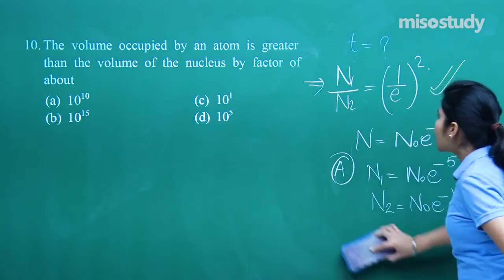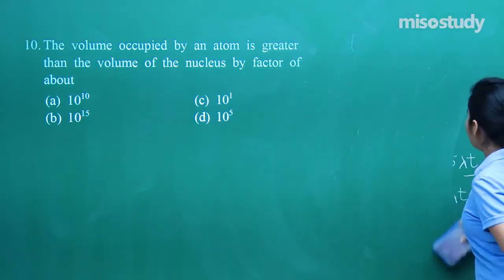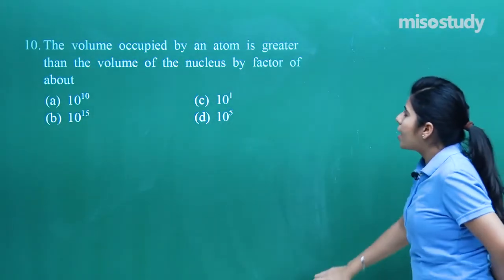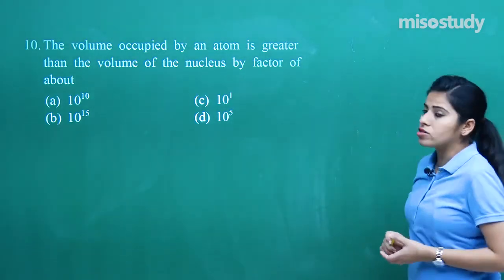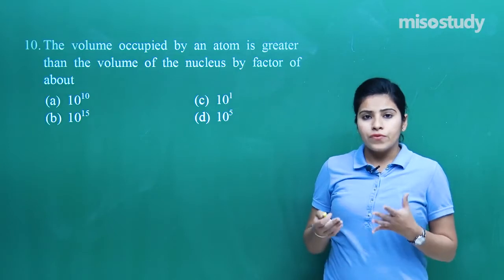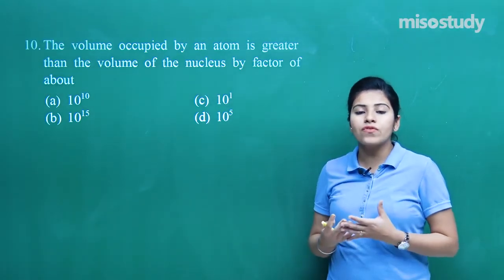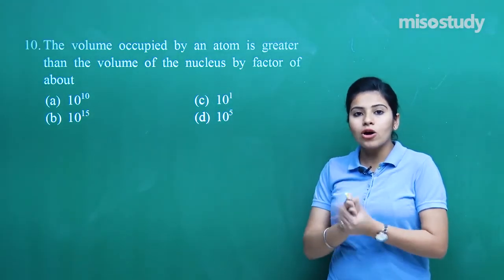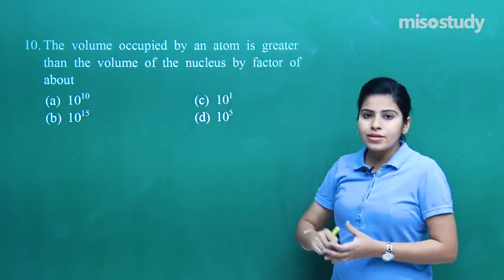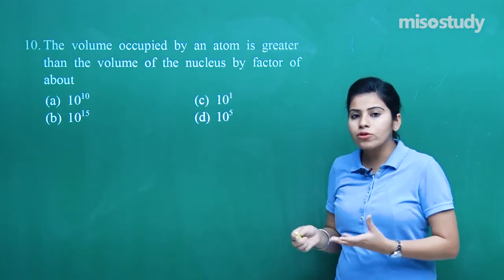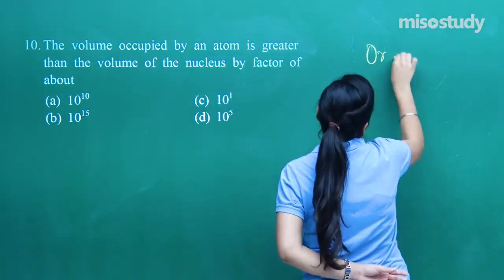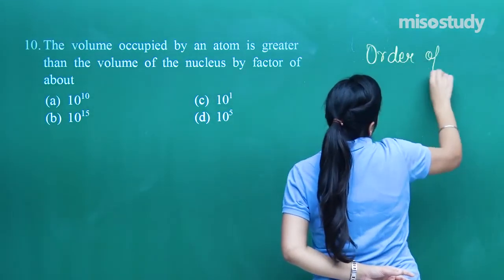So here I can see that the volume occupied by an atom is greater than the volume of the nucleus by a factor of about what? We know the order of radius of atom and the order of radius of nuclei. So we are going to use that.